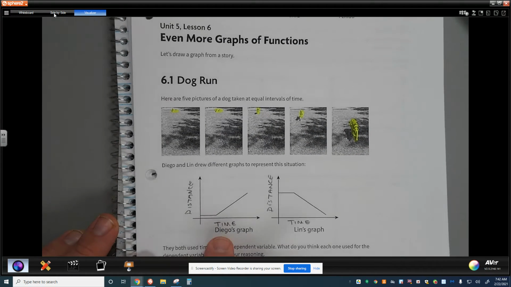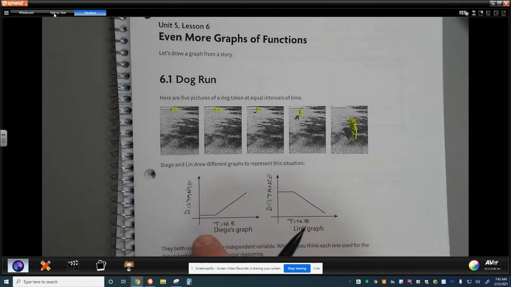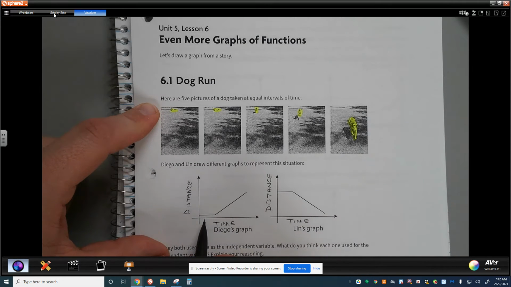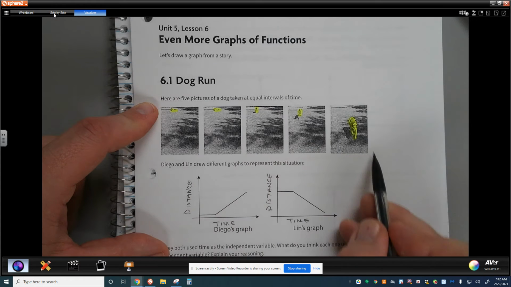Either Diego and Lynn must be sitting in a different place. So with this one, Diego must be sitting back here by the dog, because what we see is that the dog is just sitting still for a couple moments, and then the dog gets up and starts to lead away. The distance starts to increase away from Diego.